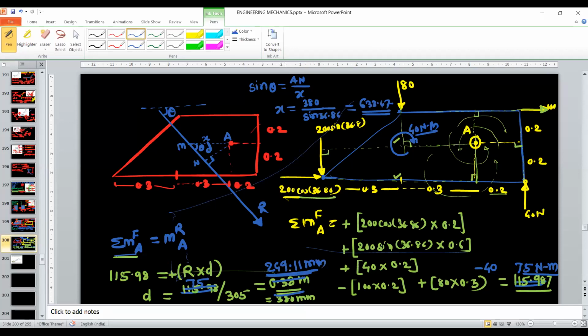So the exact answer is 249.11. So this is actually 75.987. Okay, so this is the perpendicular distance, and just change this distance. Take this to 49.11. So just correct this by considering this additional moment in the system.